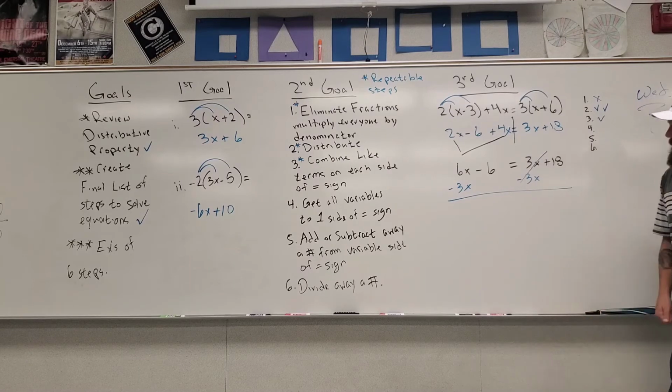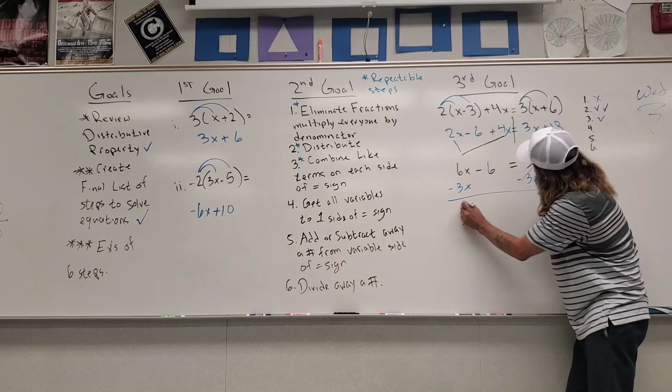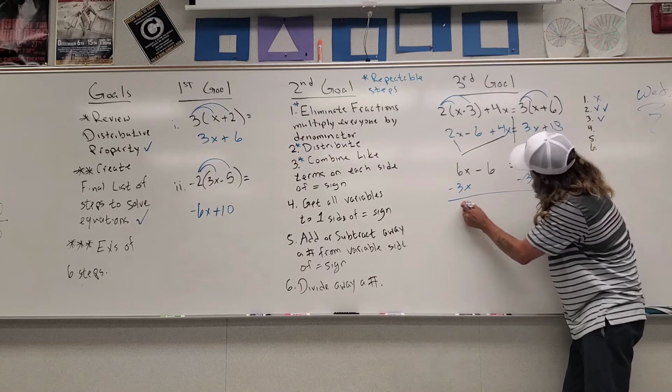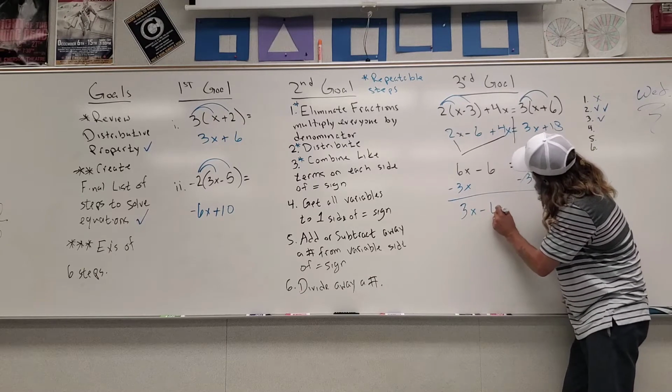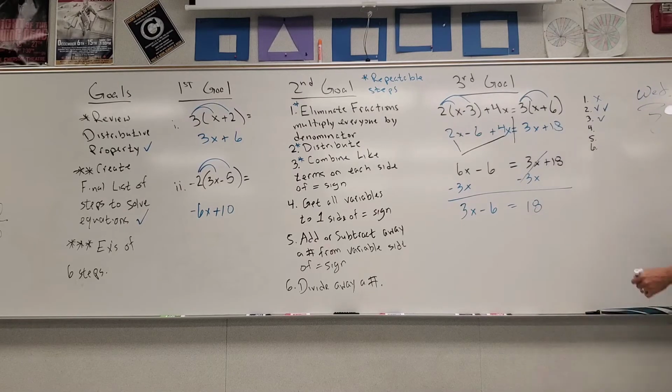That 3x cancels. I'm left with 6x. I'm sorry, I'm going to subtract. I'm left with 3x minus 6, that's equal to 18. Okay, so I did step 4.